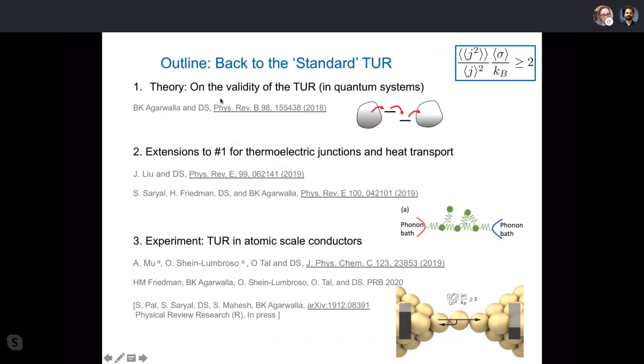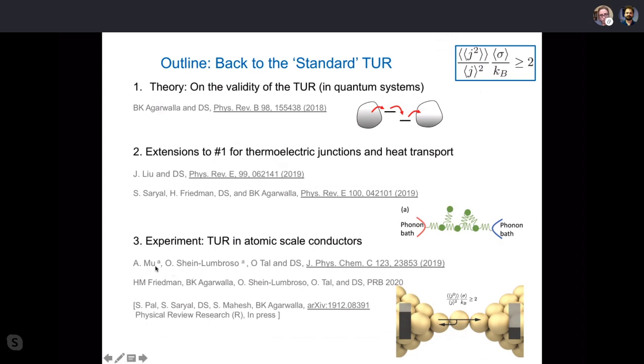So I will spend quite some time on part 1, and then as time allows, I will talk about 2 extensions, one in the context of thermoelectric junctions, a project with Junji, and the other one in the context of heat transport. I will be very brief on part 2. And then finally, I will mention measurements. This was done in the group of Oriental at the Weizmann Institute with Ophir, the graduate student who performed the measurements. And there are 2 studies here that I will describe.